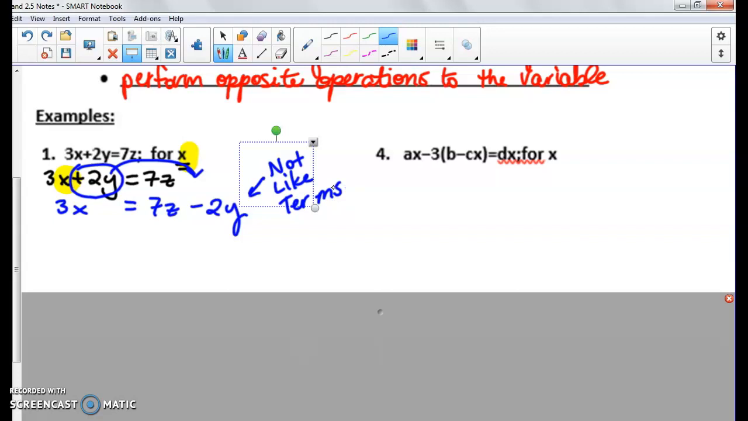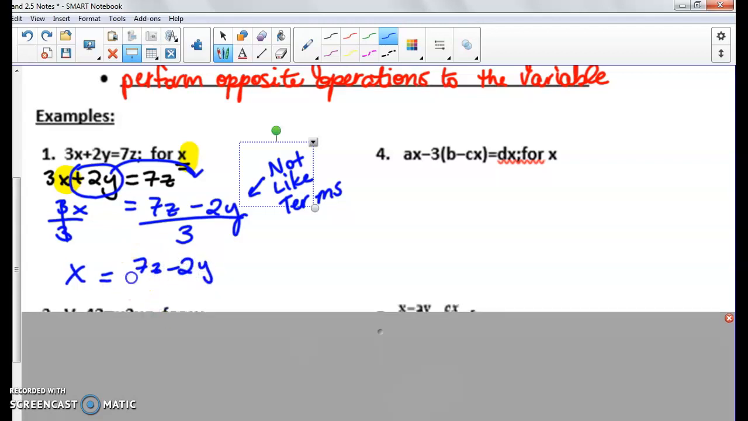Now we're still focused on our x. So now what's happening to x? If it's side by side with that 3, that means it's being multiplied. So the opposite operation for that one would be to divide. So we're going to divide both sides by 3. Now this right side, 7z minus 2y, cannot be divided by 3 evenly. So our answer then should be x equals 7z minus 2y all over 3.